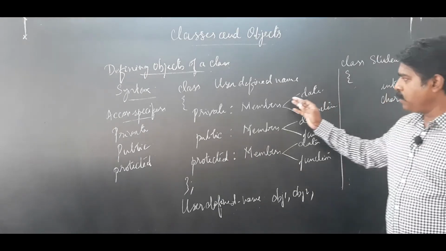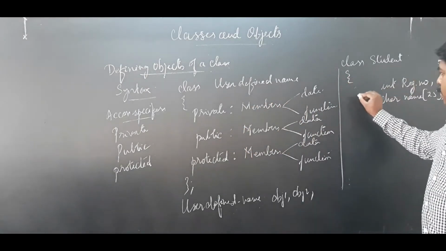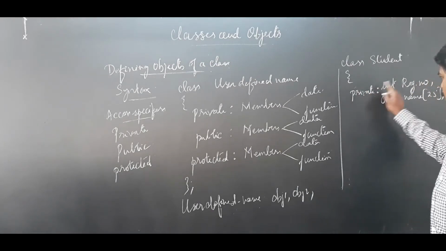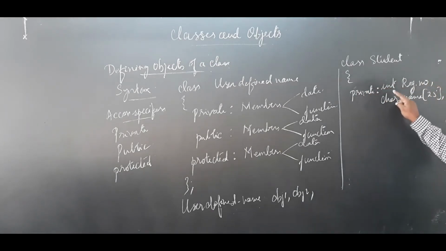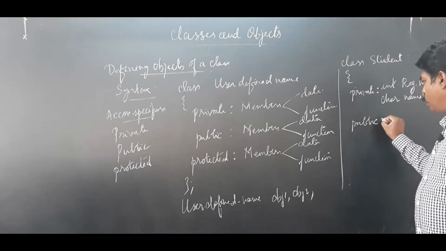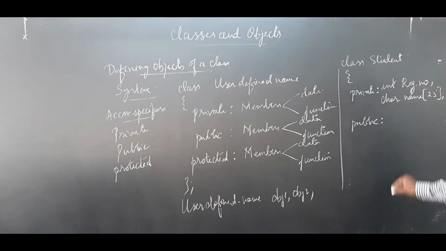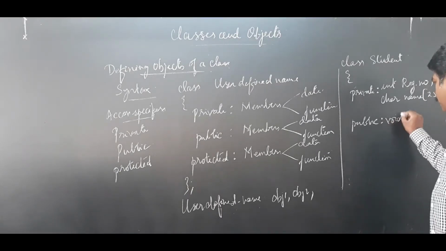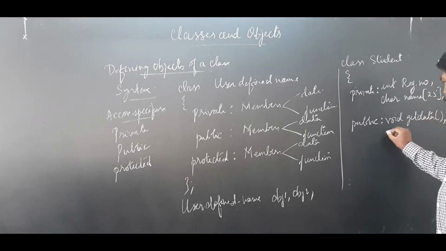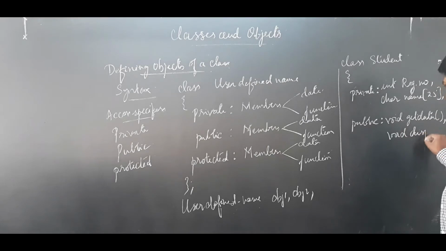Now, since we need to go according to the syntax, I am writing private, colon, and then on the right hand side of this colon we have the two members. Here, public. Two member functions I am going to consider. One is void get data, and then void display. So these two are the member functions.